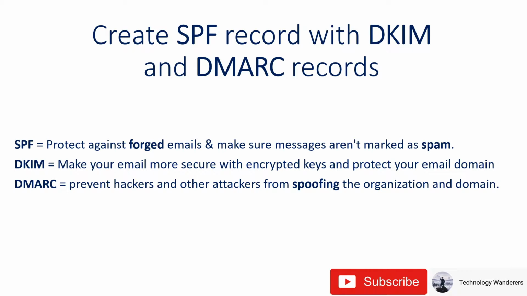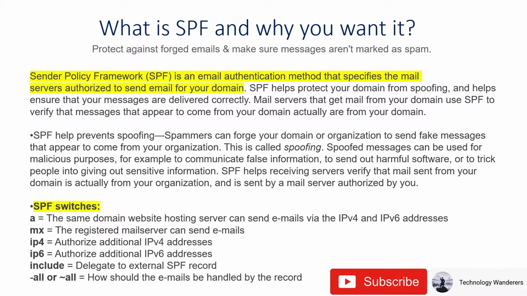Before doing any experiment, let's understand the theory of these three concepts. First one is SPF. What is it and why do we use it? This is a DNS record, a text record. Generally it is called Sender Policy Framework, an email authentication method that specifies the mail servers authorized to send email for your domain. It has some switches, as you can see, we have highlighted those here. You will understand the meaning of those switches.